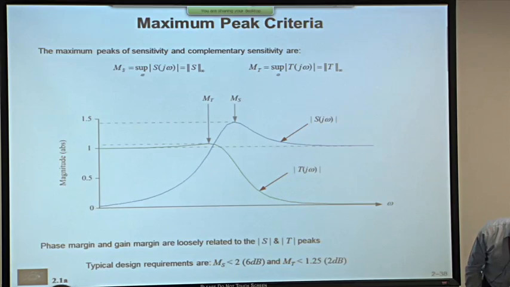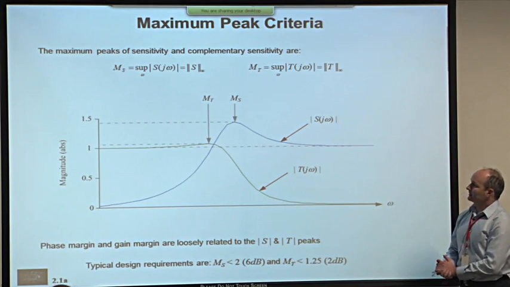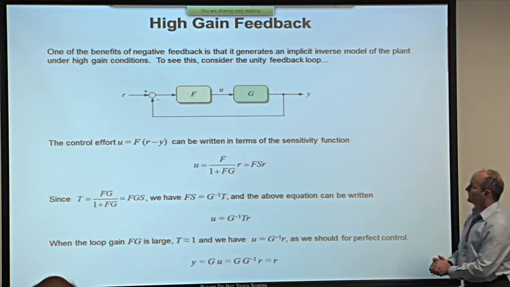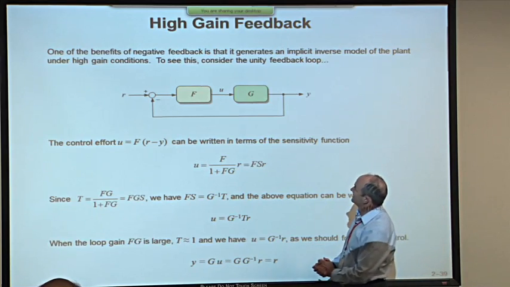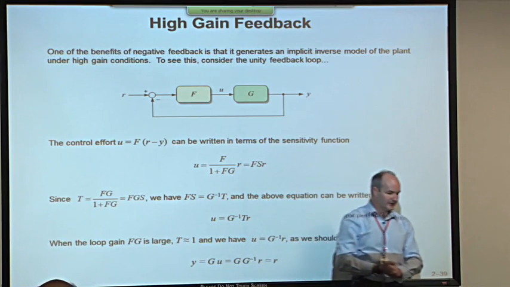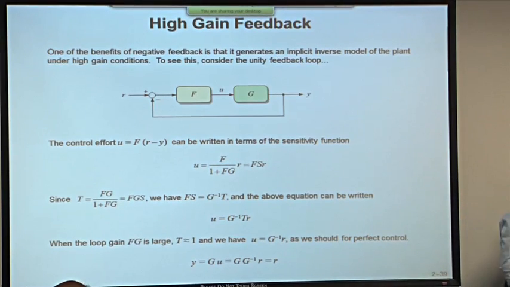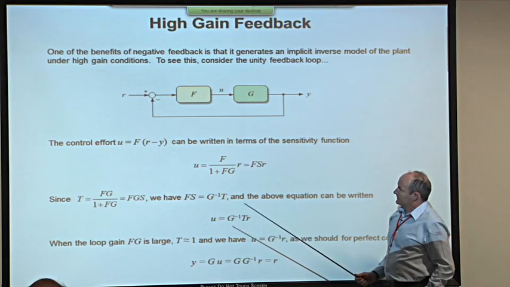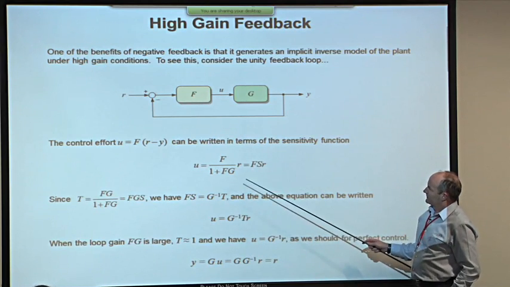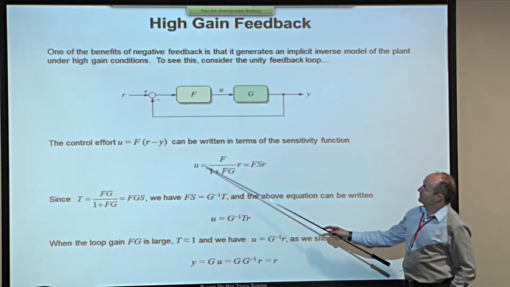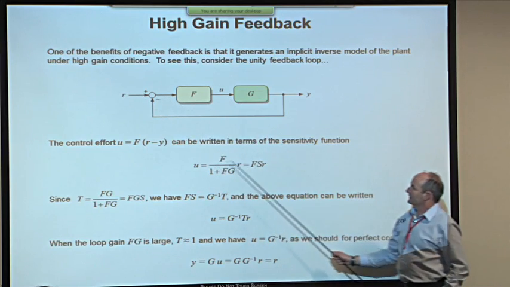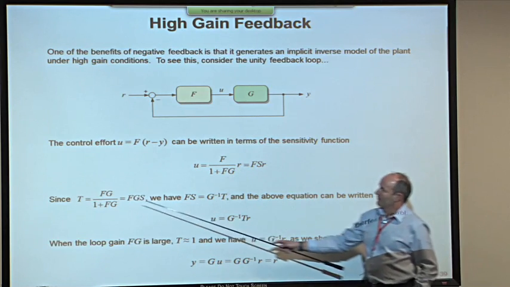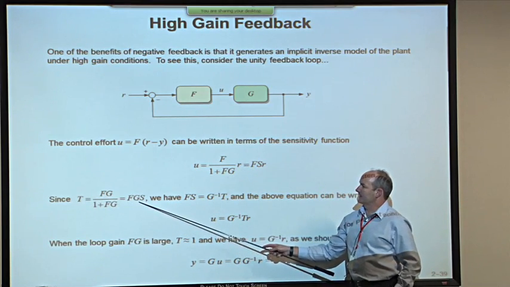Now, there are a couple of slides in here next which I'm trying to tie together the ideas of high gain in the feedback loops and the S and T functions. This is a unity gain system, unity feedback system, I should say. I don't think I'll bother stepping through it so much, but you can express u in terms of r, and it turns out to be f times s times r. And since you know what t is, you can express that in terms of s as well.